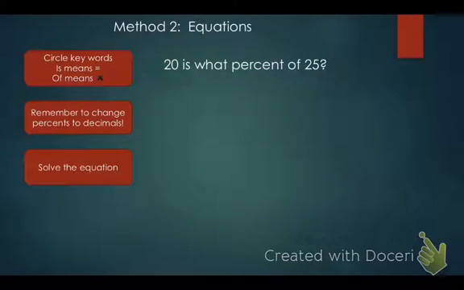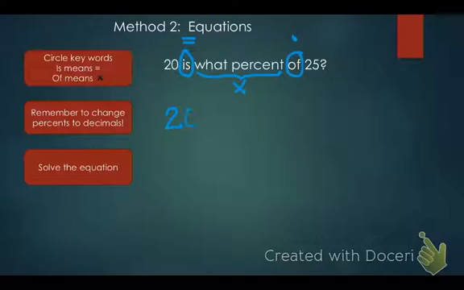A second method is to use equations. Now what you have to remember with equations is that your percent is going to be in decimal form. So if you had something like 30%, you would put 0.3. 2% would be 0.02. All right. Some key things that will help you with equations is to know that is means equals and of means multiply.